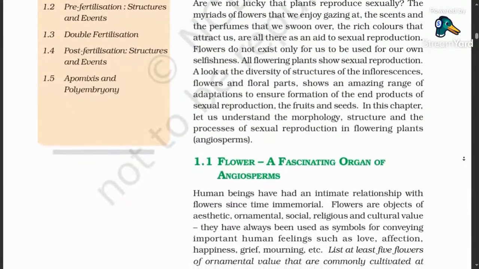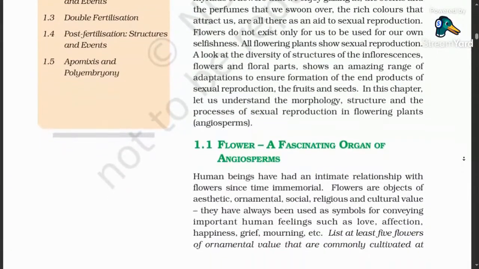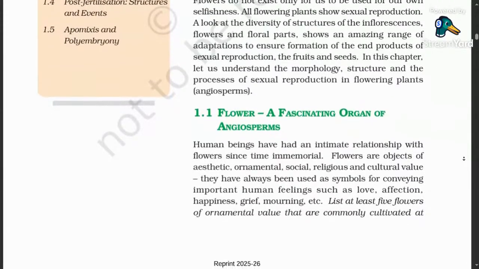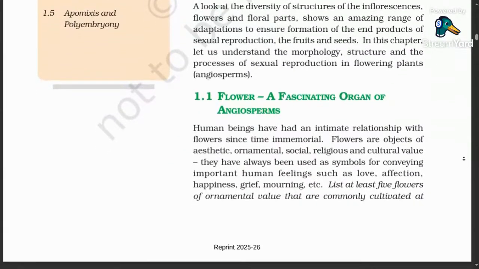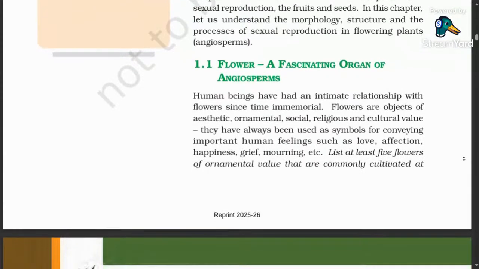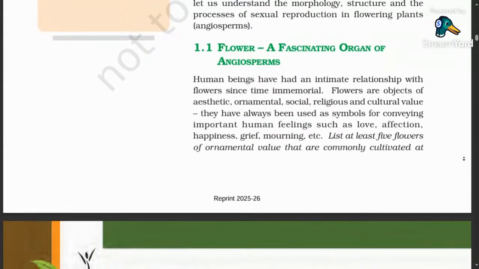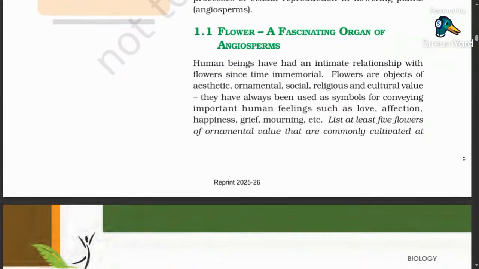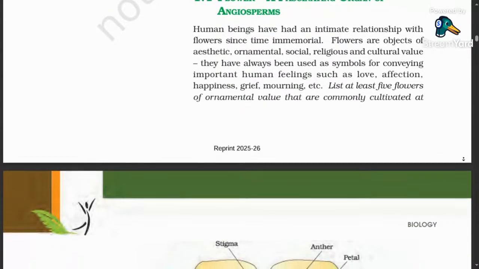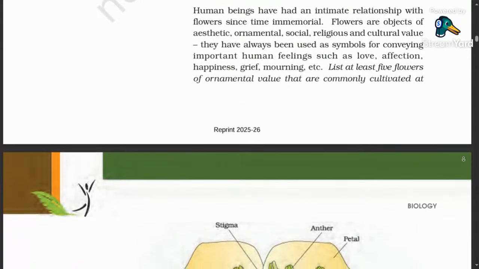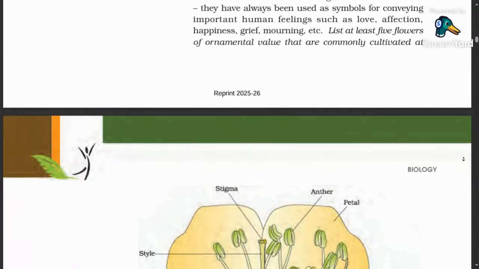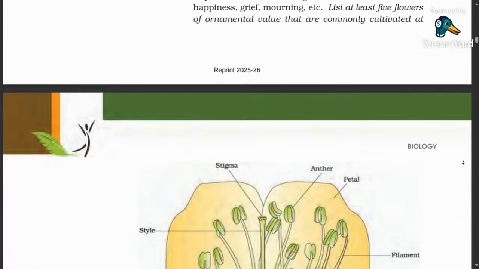Angiosperms. Flower, a fascinating organ of angiosperms. Human beings have had an intimate relationship with flowers since time immemorial. Flowers are objects of aesthetic, ornamental, social, religious, and cultural value. They have always been used as a symbol for conveying important human feelings such as love, affection, happiness, grief, mourning, etc.